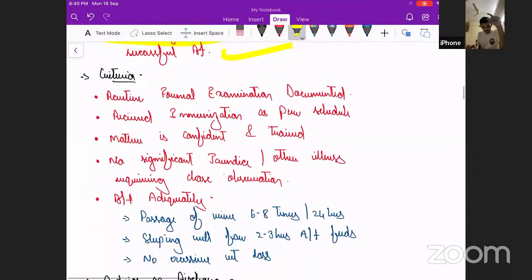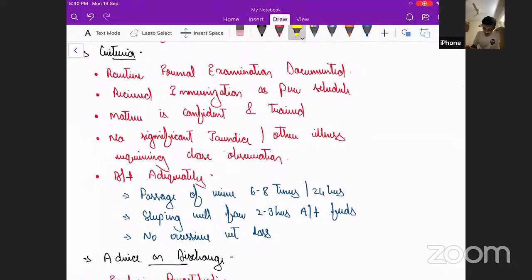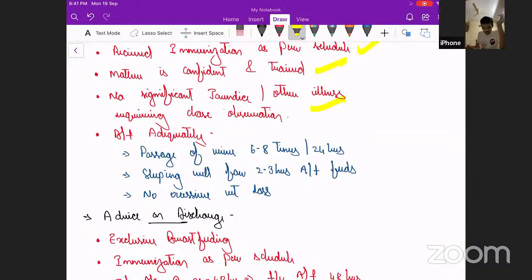What are the few criteria that should be there? Routine formal examination should be done and documented. Routine immunization as per the national immunization schedule should be given. Mother is confident enough and trained in handling the child and breastfeeding the child. No significant jaundice or any other illness is present in the newborn as well as in the mother. And the mother is breastfeeding the baby adequately.